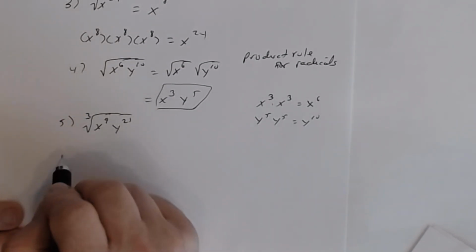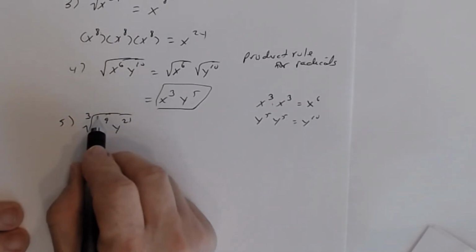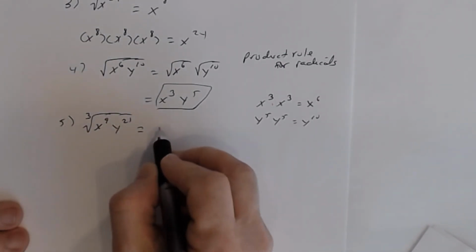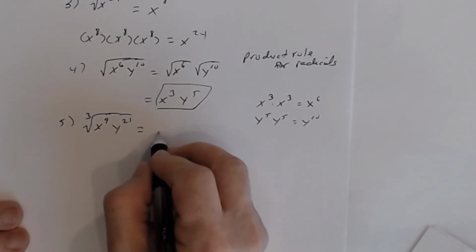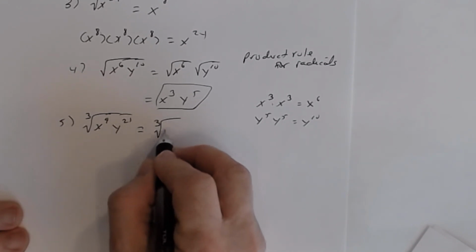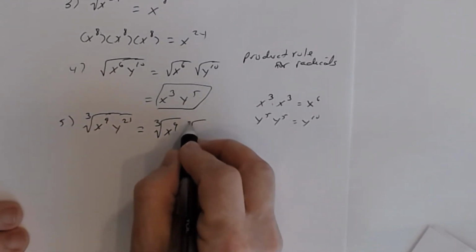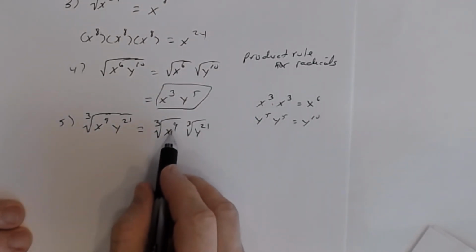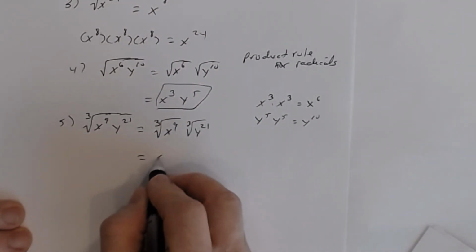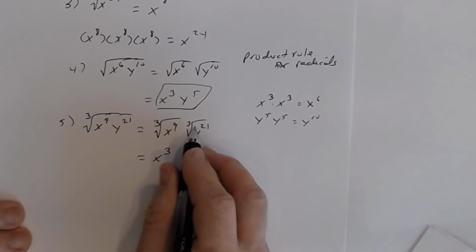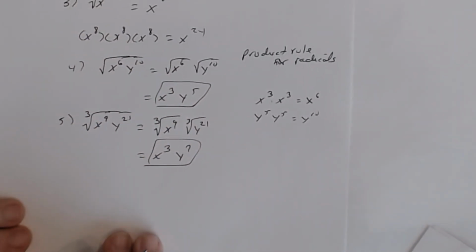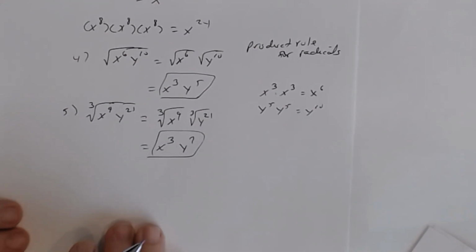9 divided by 3 is 3. 21 divided by 3 is 7. Okay? But that's really what's happening. You're really using a product rule. So you're saying the cube root of x to the 9th times the cube root of y to the 21st. So 9 divided by 3 is 3, so that's x cubed. 21 divided by 3 is 7, so that's y to the 7th. And there's your answer. Okay, very simple.